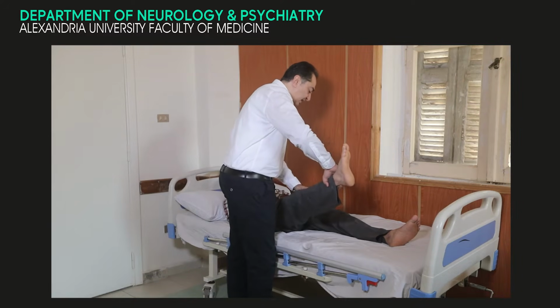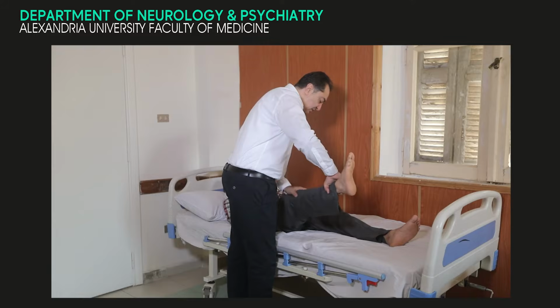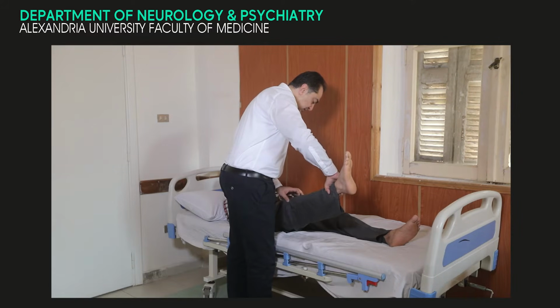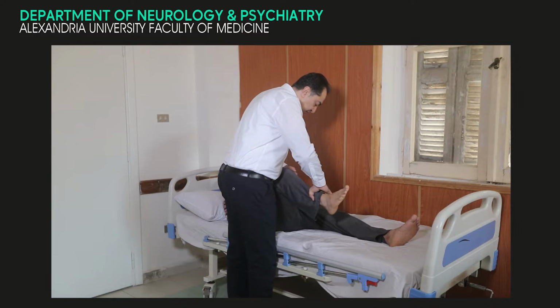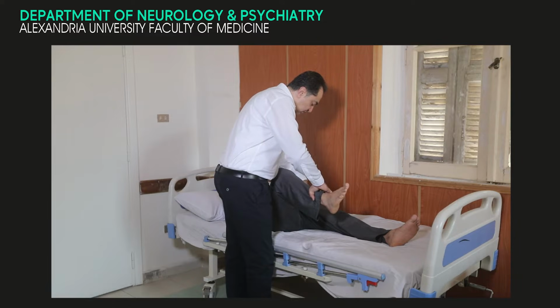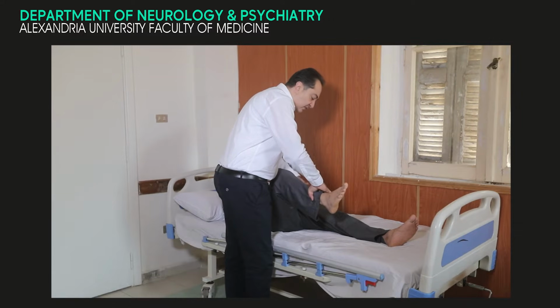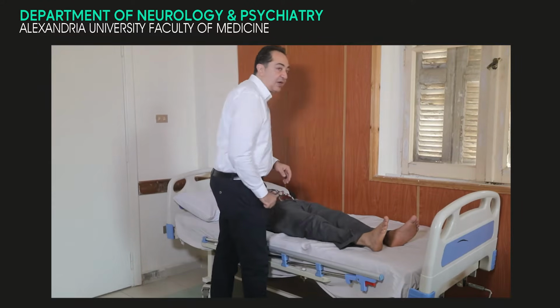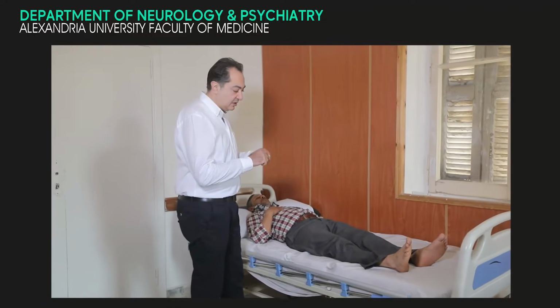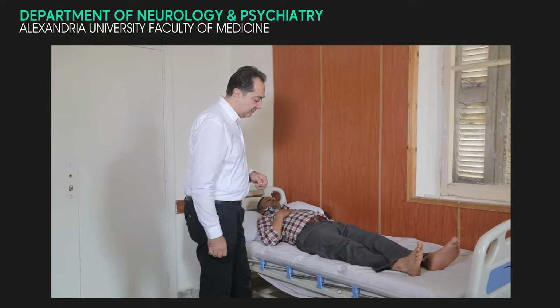So I will have an increased tone first in trying to act against these extensors till here. Then after 90 degrees, the tone will be more with the flexors, so there will be a release. This is called clasp knife, like the closure of a knife.